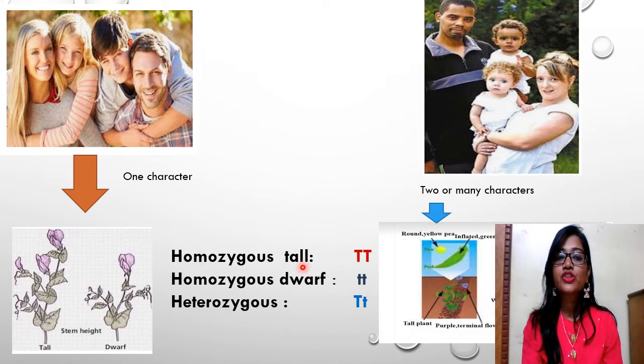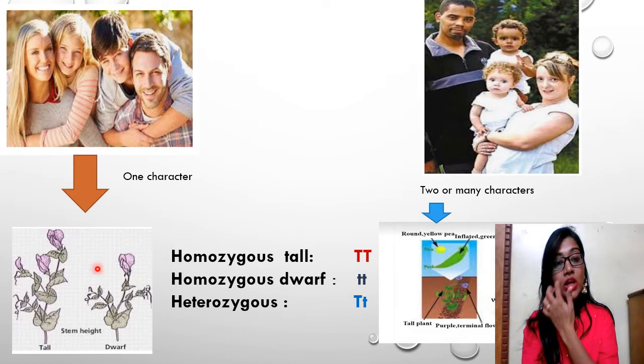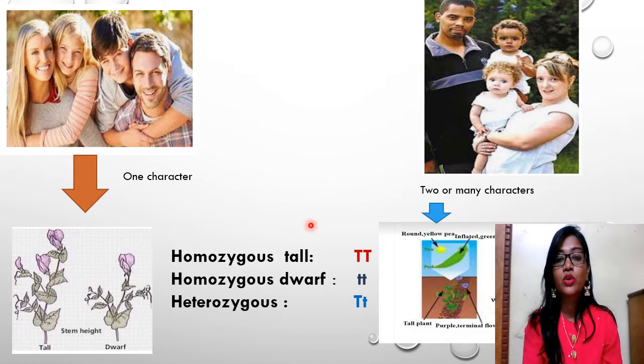Now, homozygous tall and heterozygous tall, these two plants are different. Why? Because phenotypically they are the same, but genotypically they differ. This plant is tall, but we cannot answer which type of genotype it represents, which genes or alleles it carries, whether it carries capital T capital T, or whether it is heterozygous and carries capital T and small t.